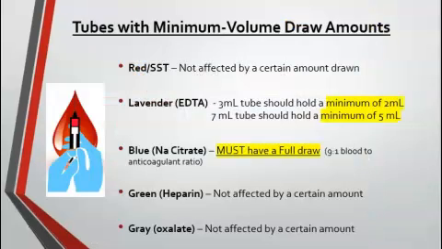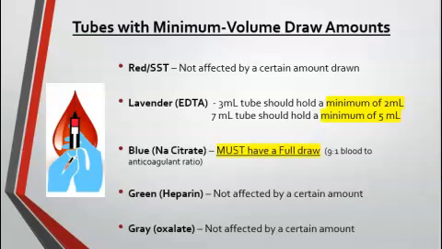So different blood tube types require different volumes of blood in order to perform a test correctly. Some are a little bit more sensitive than others. The red top, or the SST, the serum separator tube, is really not affected by the amount of blood that you have in the tube, as long as you have enough volume to complete the test or tests you're wanting to run. The lavender top tube, or the EDTA tube, if you're using a smaller tube of 3 milliliters, you should at least have 2 milliliters of blood volume in that tube. In the larger 7 milliliter tube, you should have a minimum of 5 milliliters of blood in that tube.